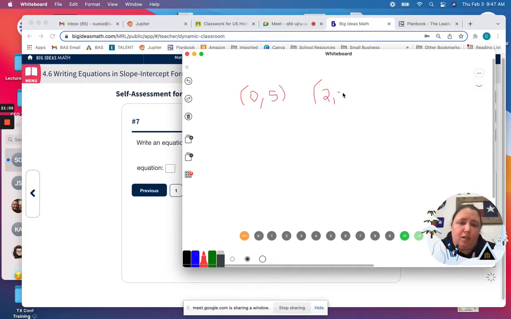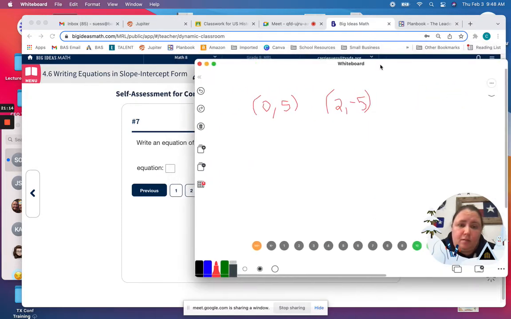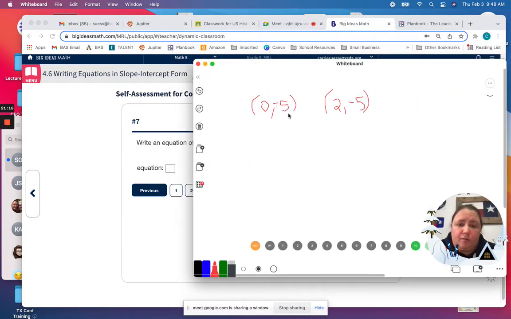Alright, so we're going to use this to solve for slope. Both of the 5s are negative. Okay, so this is -5 as well. Good. Alright, so we're going to use these 2 points. If you look here quickly, you see how these are both -5? So I'm assuming real quick that I probably have a horizontal line. But let's do the math to be sure.